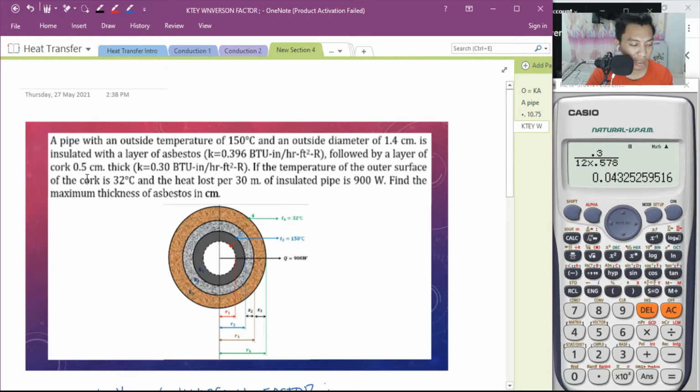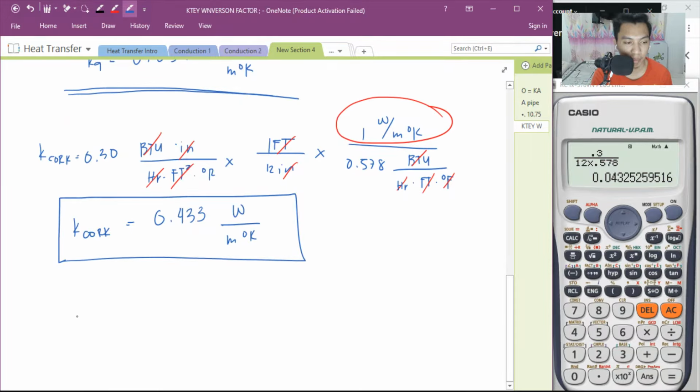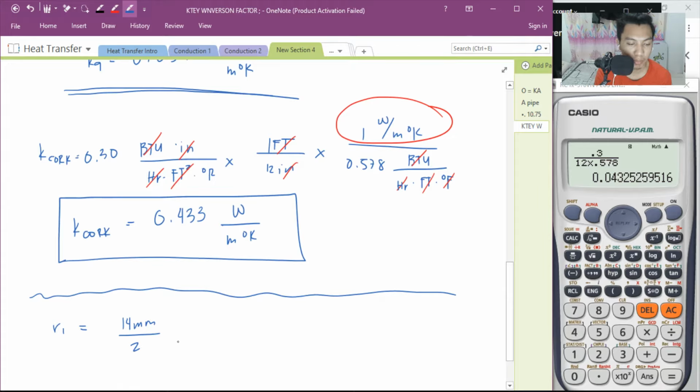Yung mga thicknesses, okay? So, meron kang outside diameter dito. A pipe with an outside diameter of 1.4 cm. So, you have 1.4 cm. Diameter yan, so R1 muna tayo. R1. 1.4 cm, ilang millimeter yan? Multiply mo na lang ng 10. Kasi 1 cm is 10 millimeter. So, 14 millimeter. Divide by 2. That is 7 mm.